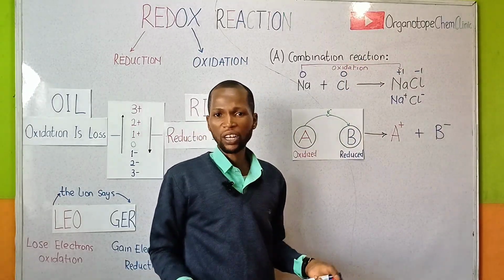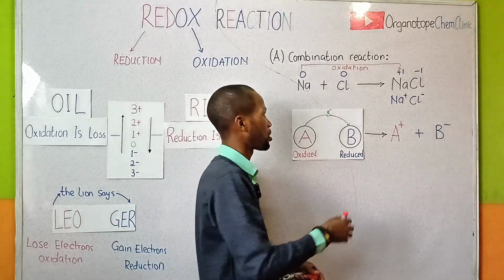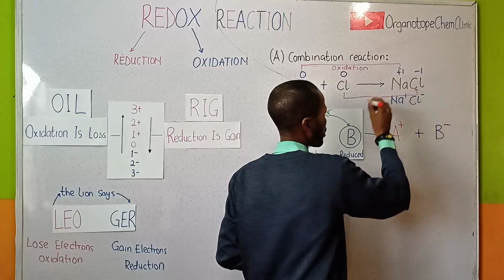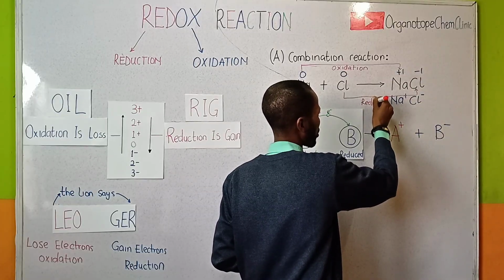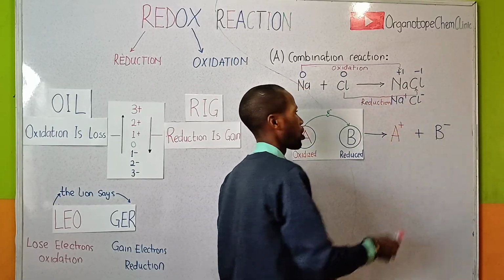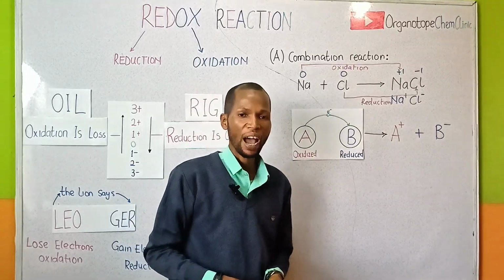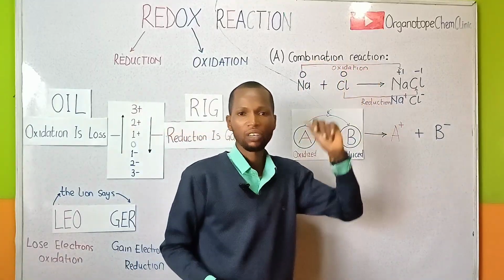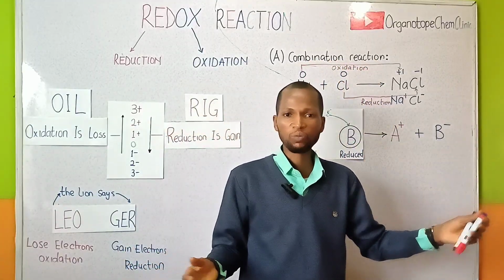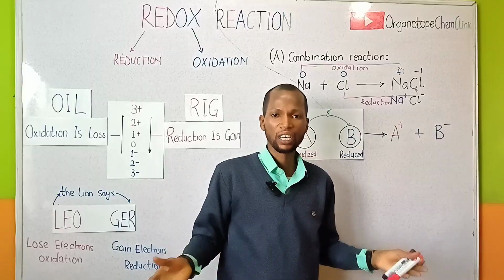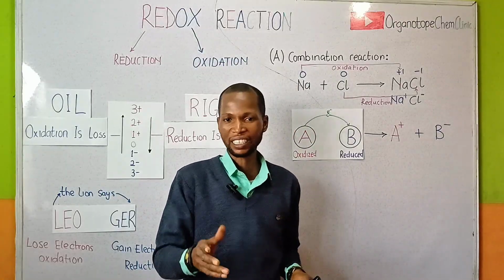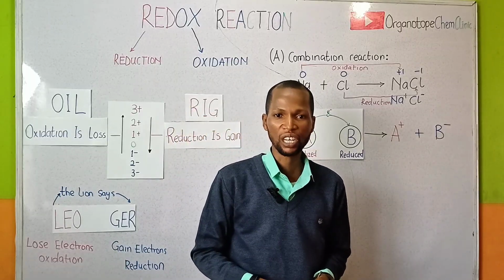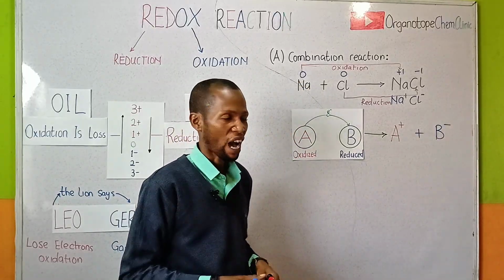Why 0 to -1? That is a decrease in oxidation number from the chlorine right here to this. This is a decrease in oxidation number, and it is what? Reduction. So we've been able to identify the oxidation process and reduction process in this combination reaction. Note that we can separate this combination reaction into 2 half equations, that is the oxidation half equation and the reduction half equation. Now, can we write the oxidation half equation?